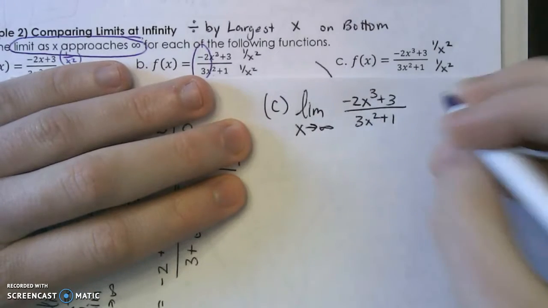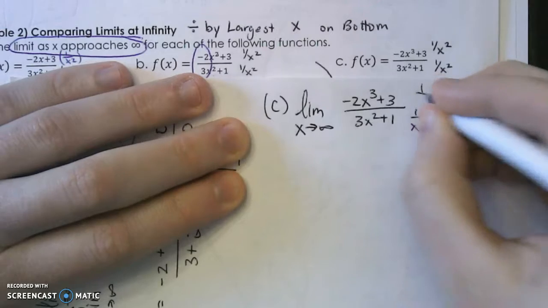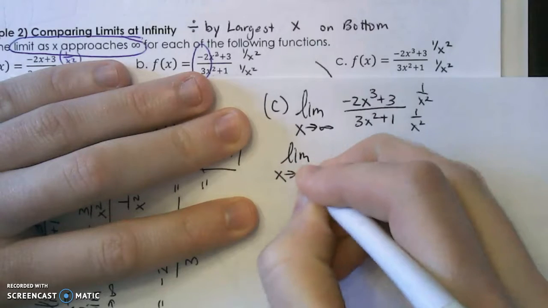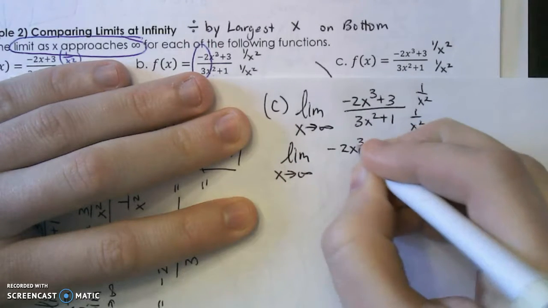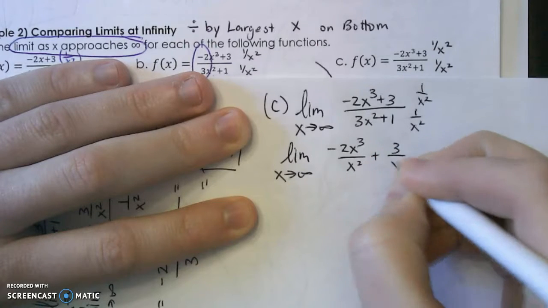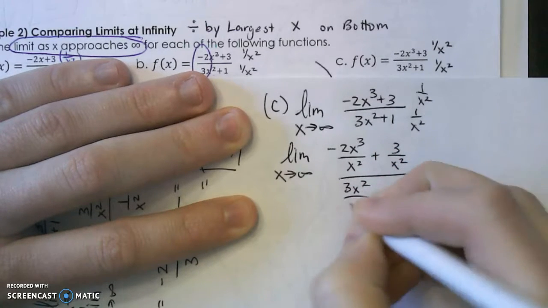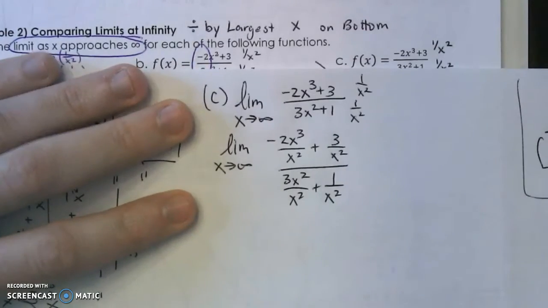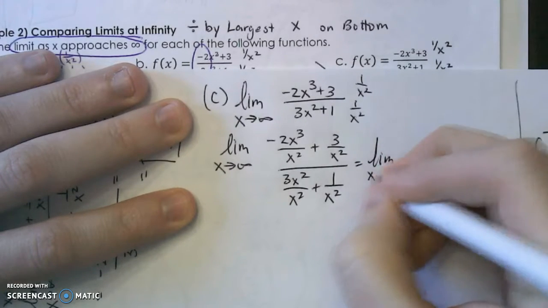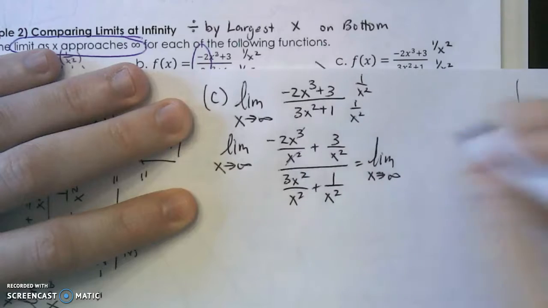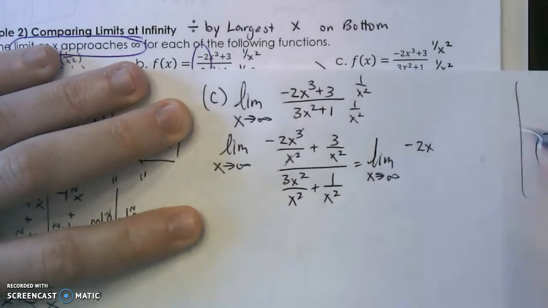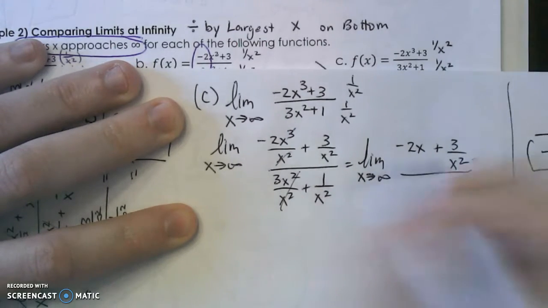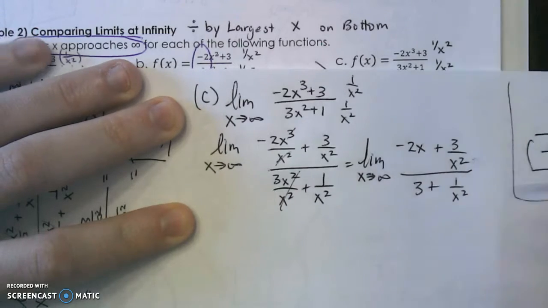For C, we've got x squared again on the bottom. So we're going to divide by x squared. So that's going to be negative 2x cubed over x squared, 3 over x squared, 3x squared over x squared, and 1 over x squared. Then we simplify that. So the x squared will cancel. We're going to have negative 2x. Then 3 over x squared does not reduce. These x squareds cancel. And I've got 1 over x squared that does not reduce.